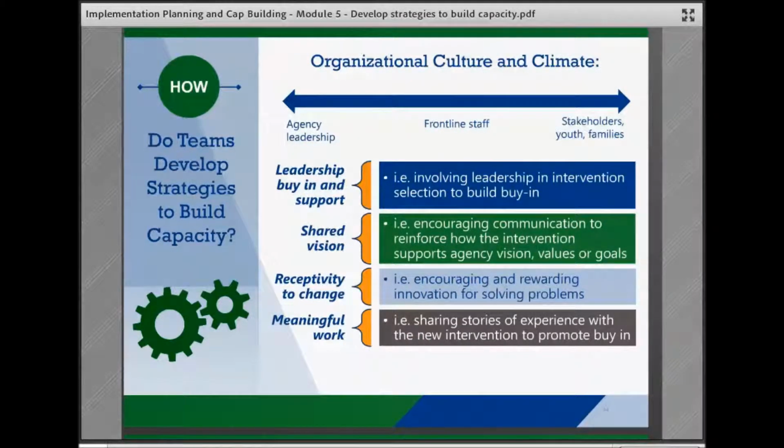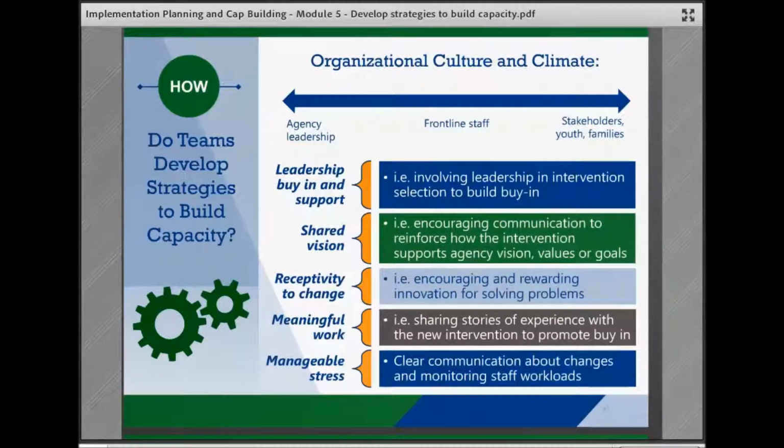Meaningful work, for example, sharing stories and firsthand accounts from caseworkers, family members, and community members about experiences related to the new intervention. And manageable stress, like clearly communicating about upcoming changes and monitoring workloads of staff responsible for the intervention's service delivery.